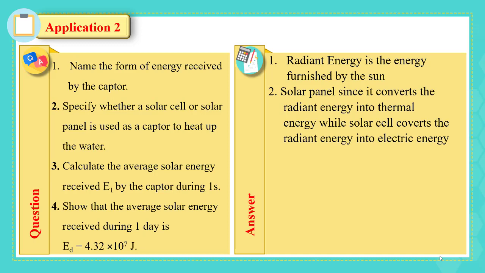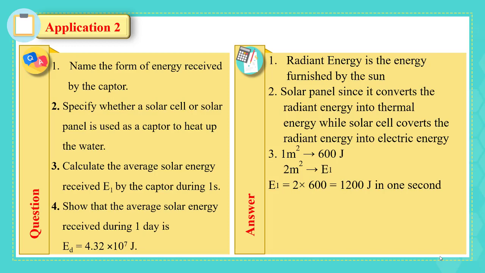Question 3 asks: calculate the average solar energy received, E1, in 1 second. We know that in each second and for a surface area of 1 square meter, the energy received is 600 joules. So in 2 square meters, which is the area of the captor, the energy received is E1. So E1 is equal to 2 times 600, so it is equal to 1200 joules.